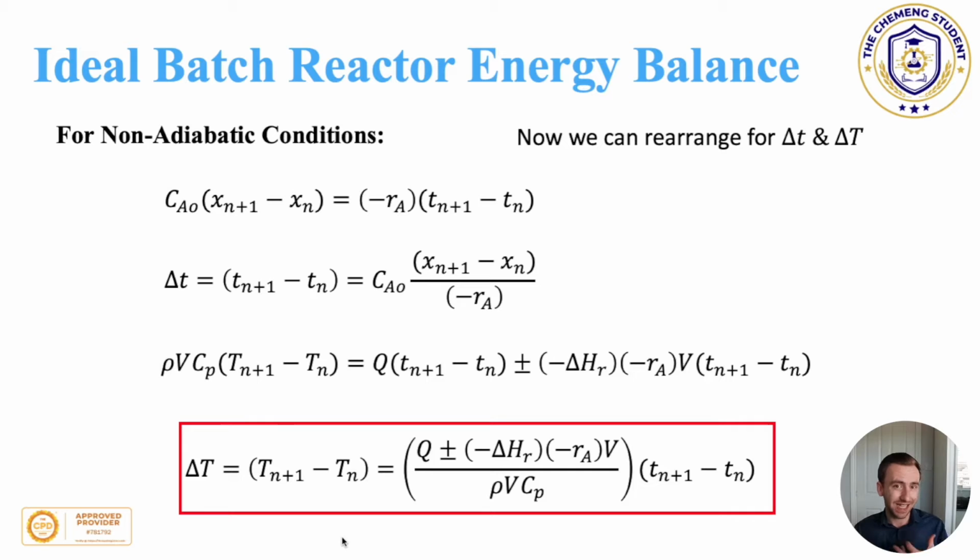You can see it's slightly more involved, with the inclusion of the Q term. And again, you could break that Q down, because Q is UA delta T, if you account for the overall heat transfer coefficient, but you have multiple equations for Q depending on the information that is available to you.